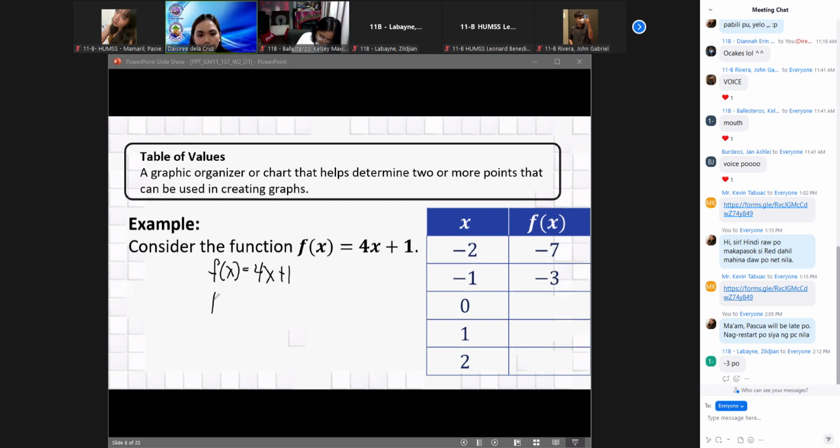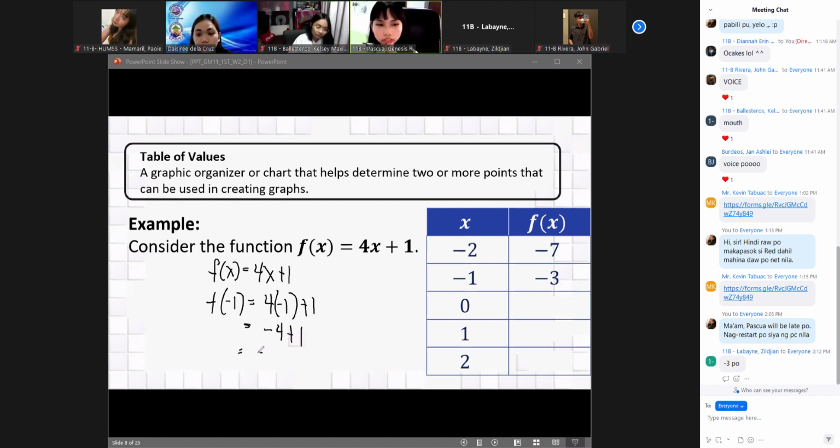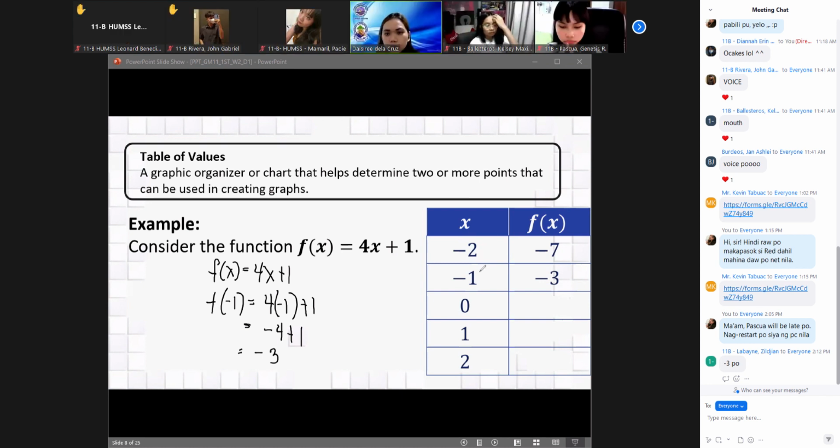Okay? So, we have f of -1 is equals to 4 times -1 plus 1. 4 times -1, what is the answer? 4 times -1, so we have -4. -4 plus 1, -3. So, ayun yung magiging output. So, how about if we have 0 in input?